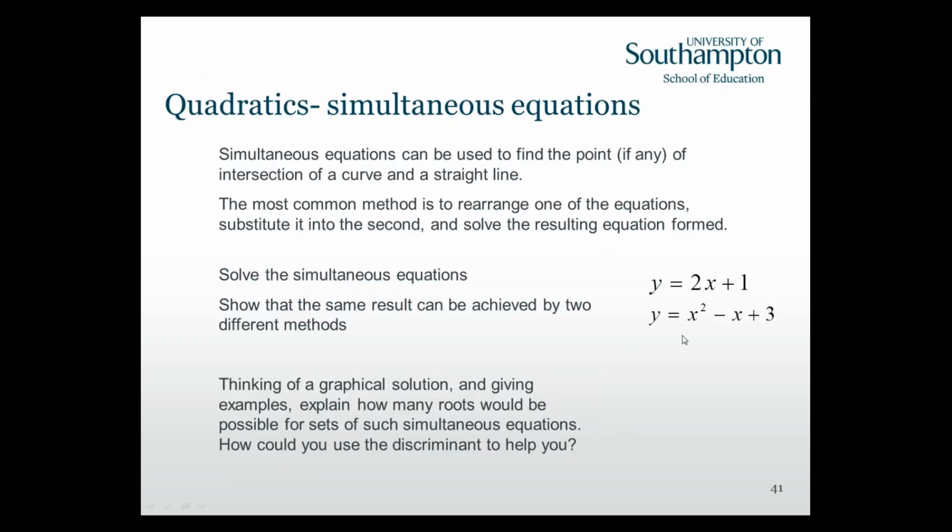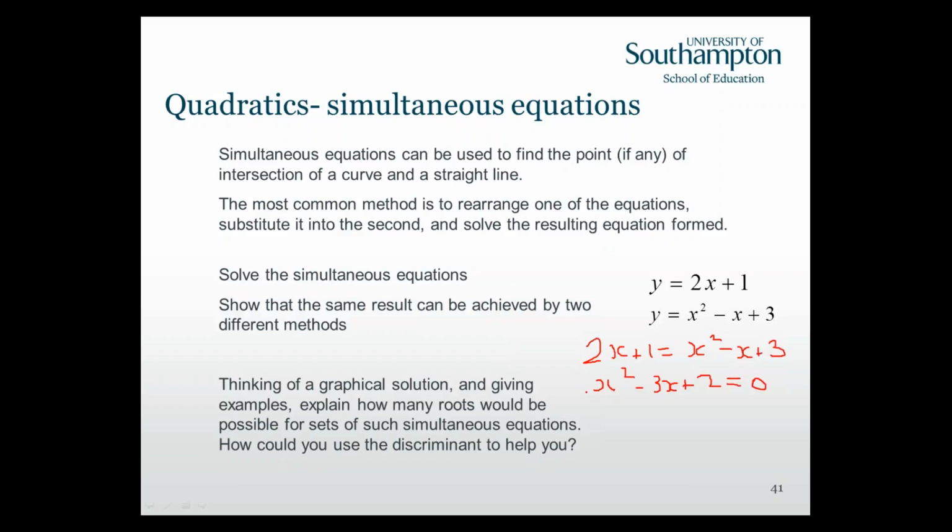To solve these, if I make these equal to each other, because they're both equal to y, at that point they'll share that y coordinate, they will also share their x coordinates, so you can make them equal to each other. In order to then solve this, you have to collect it all on one side and make it equal to 0. So I'll get x squared minus 3x plus 2 when I collect that all on one side.